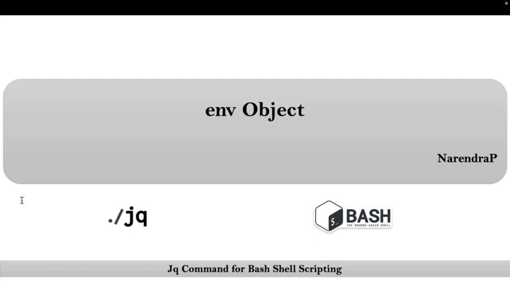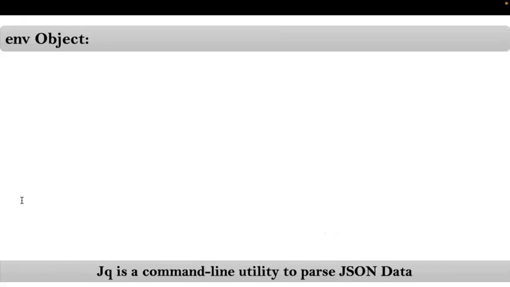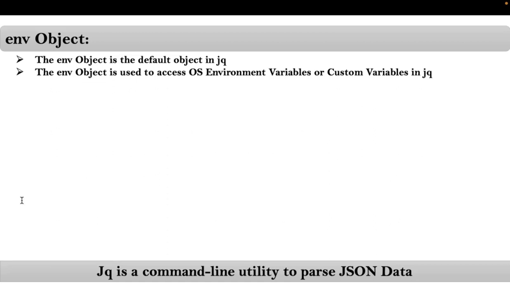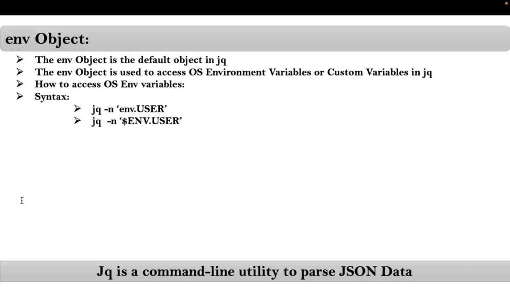Friends, here we are talking about the env object of the jq command. See, this env object is the default object in jq. Using this, we can access OS environment variables or OS custom variables in the jq command. First, let me go with how to access OS environment variables. These two are the simple syntaxes to access OS environment variables using the env object in the jq command.